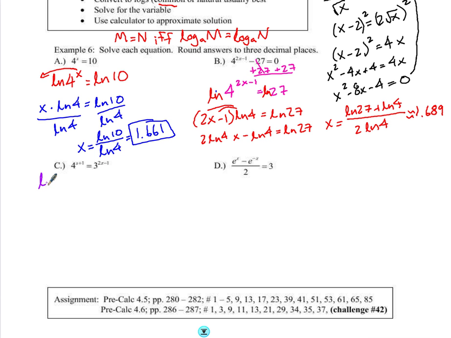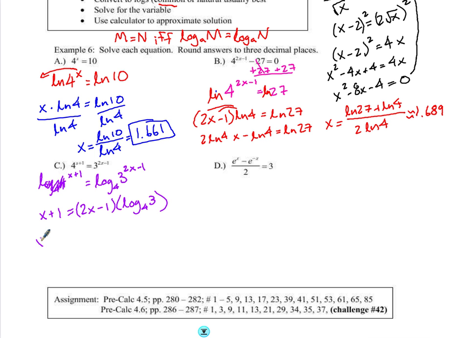We can then bring down the exponents. These cancel. So I have x plus 1 is equal to 2x minus 1 times the quantity of log base 4 of 3. We're still going to have to distribute. So I'm going to have x plus 1 is equal to 2 times log base 4 of 3 x minus log base 4 of 3.